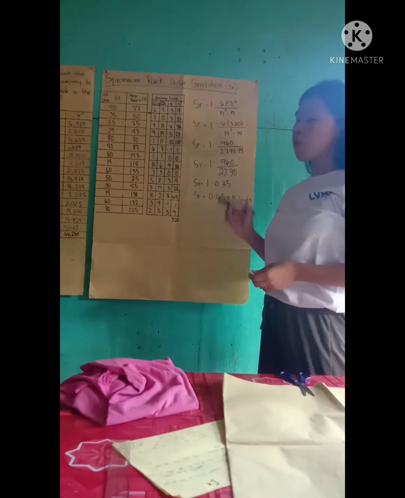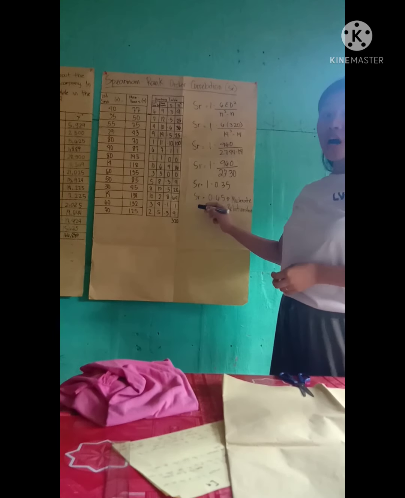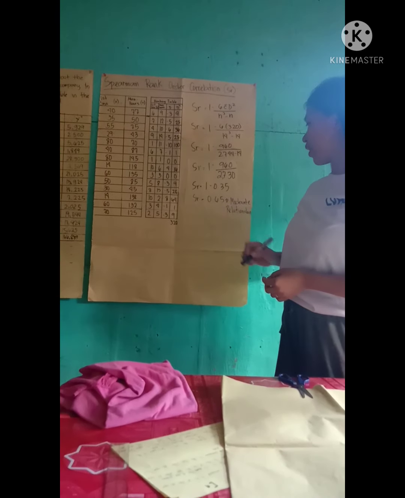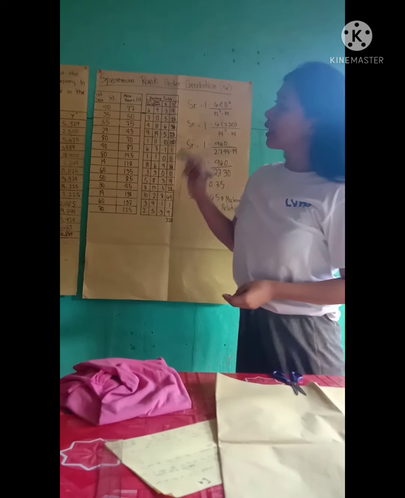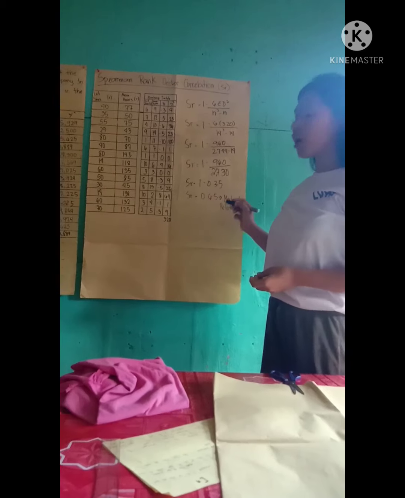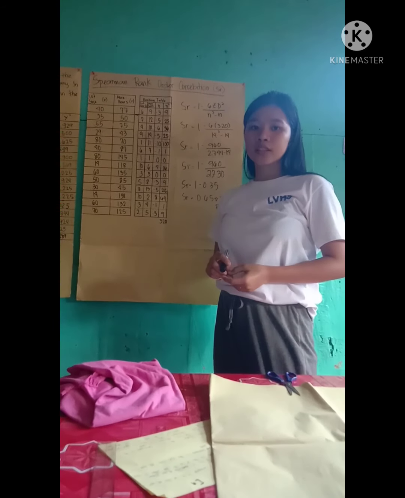SR is equals to 1 minus 0.35. So SR is 0.65. Moderate relationship. So the lot size and the number of man-hours has a moderate relationship. And that's all. Thank you.